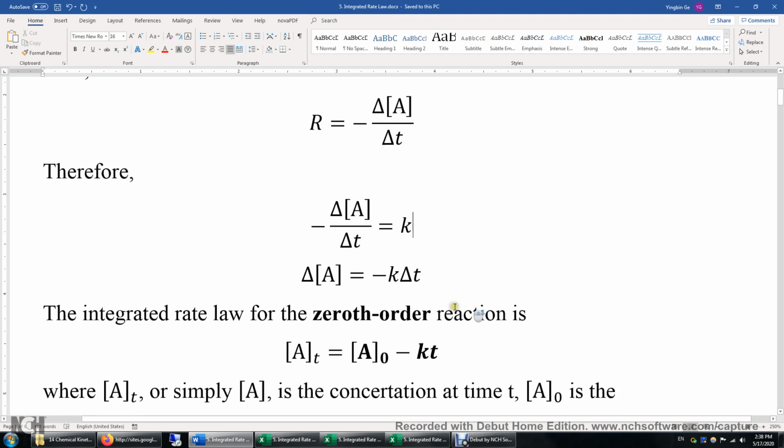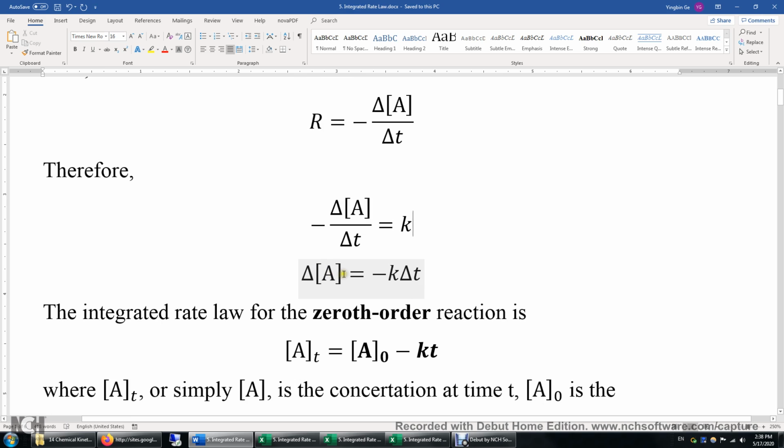And then we have the change of A. The change of A is negative K delta T. Delta T is the time period. K is the rate constant. We put a negative sign here. And this reminds us the change of A, the reactant, is negative.